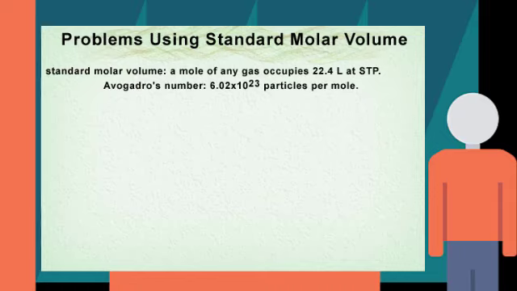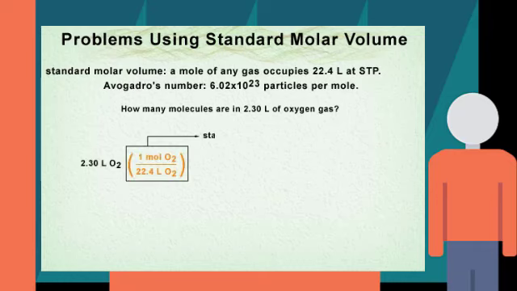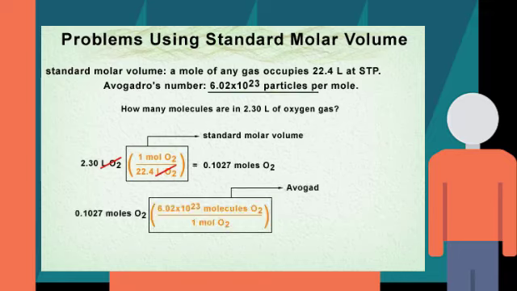For example, how many oxygen molecules are in 2.3 liters of oxygen gas at STP? Using standard molar volume as the conversion factor, you can determine that 2.3 liters contain 0.1027 moles. Avogadro's number is used next to convert from moles to particles. 0.1027 moles of oxygen gas contains 6.18 times 10 to the 22nd molecules of oxygen.